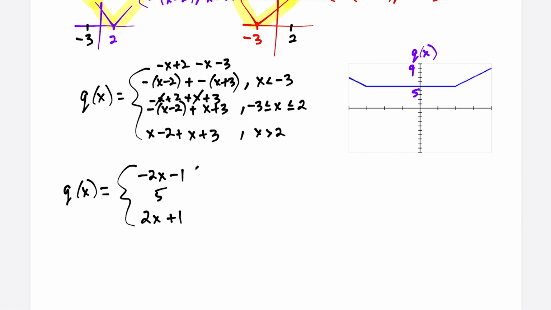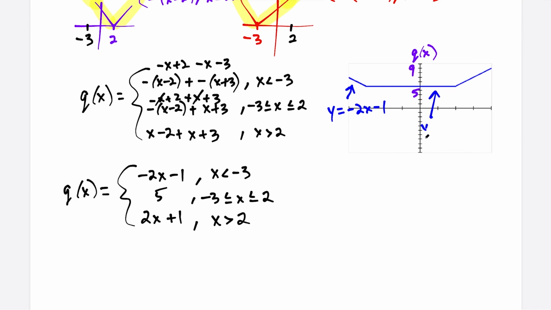And now we just have to transfer the intervals over. So we have x is less than negative 3, and then we have negative 3 is less than or equal to x, which is less than or equal to 2, and then we have x is greater than 2. So now let's compare our piecewise function to the graph. If we look at this first downward sloping part here, this represents the line y equals negative 2x minus 1 when x is less than negative 3. And then for this line here, this is the line y equals 5. And then finally, if we look at this last piece over here, this is the line y equals 2x plus 1. So all the pieces we found are matching up.